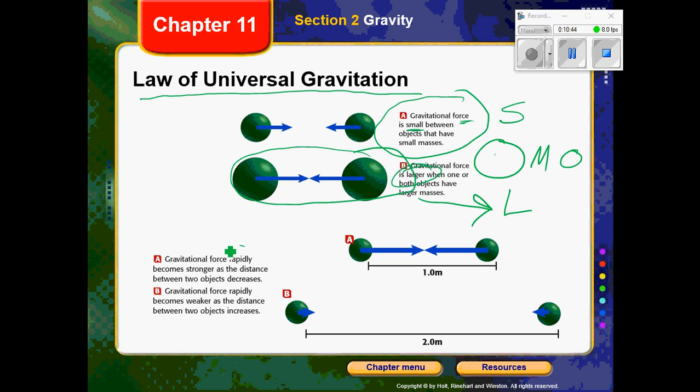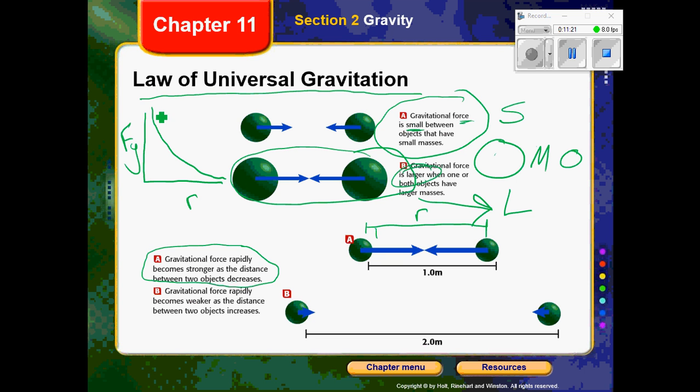Now, if you look down here, it says the force of gravity rapidly becomes stronger as the distance decreases. This distance from here to here is what we call R. So that's the R, the distance between the two, and the force of gravity. This is the graph. You should write this down. It's called an inverse square law. And both ends would be asymptotic. You know what that means? That means that it never actually touches the line.